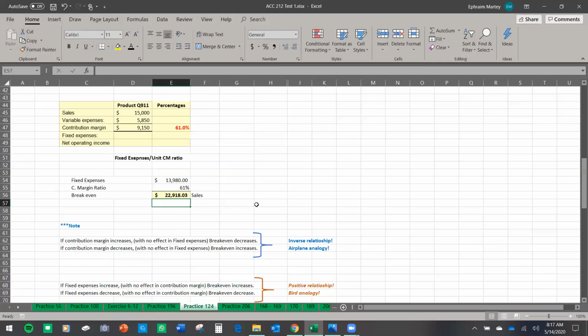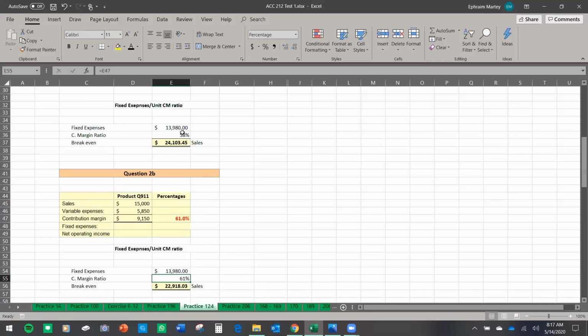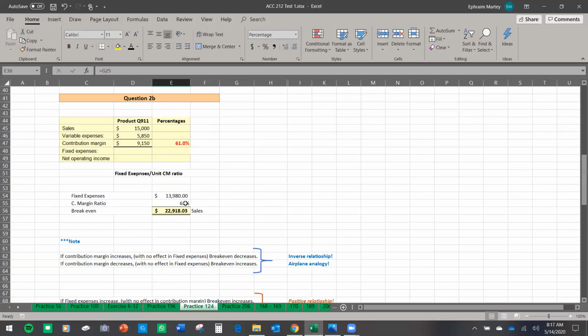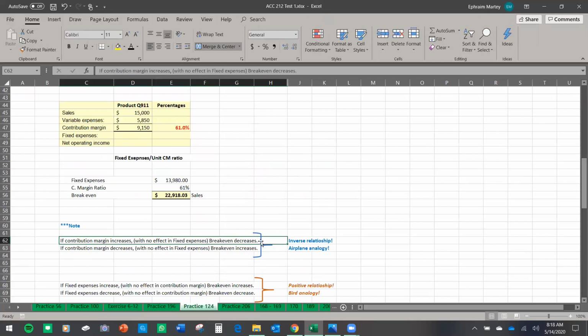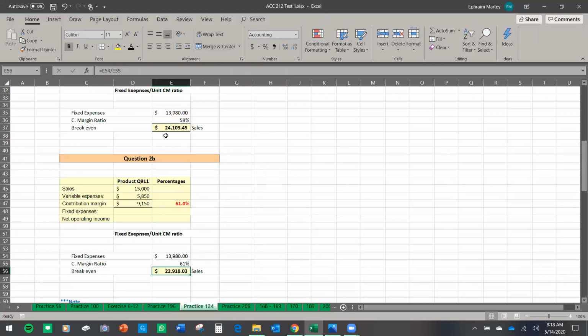So in this question, you ask yourself, what is happening? Our previous contribution margin ratio is 58%. And when we use this one, it's 61%. Is contribution margin increasing? Yes, it's increasing. So what will happen to the break-even point? Break-even point will decrease because it has an inverse relationship, like aeroplane wings. One wing goes up, the other wing comes down. Did you see the pattern? This one goes up, and then it decreases.